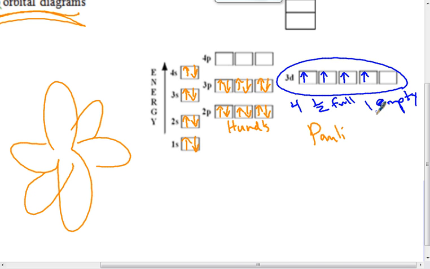Chromium usually takes a +2 charge. Sometimes it takes a +1 charge. Sometimes it loses these 2 electrons because they're on the 4th energy level, which would be the outside for it. And sometimes one of these guys just slips over there and only loses 1. So chromium can do a couple of weird things, which is why that transition area is such a pain on the periodic table.